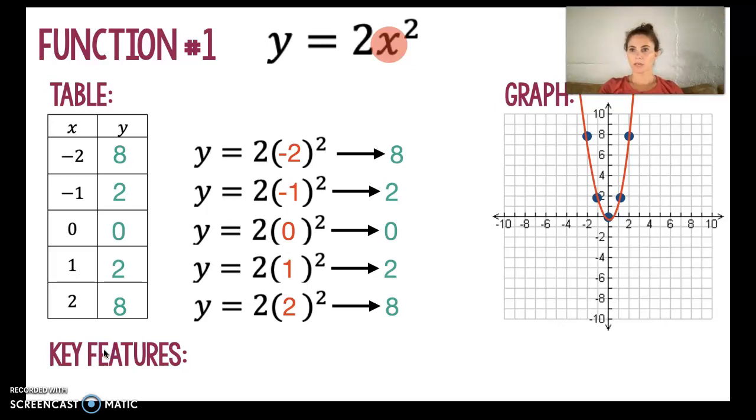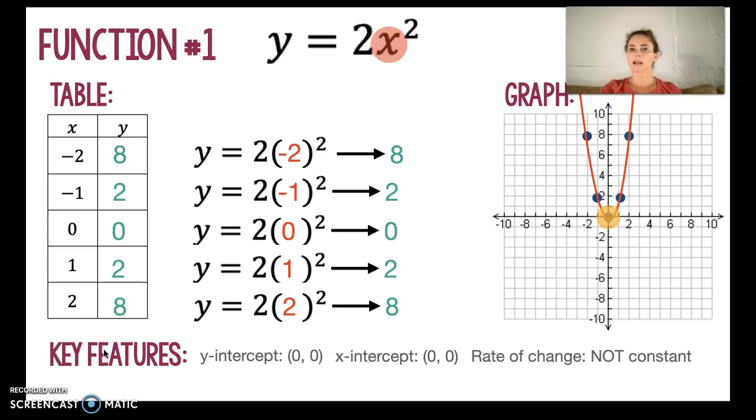So some key features we can talk about with this function to identify maybe some relationships. The y-intercept is 0, 0, because that's the point on the y-axis when x is always 0. You can always find your y-intercept by substituting 0 in for x. The x-intercept is that same point because that's the only point on the x-axis. You can always find your x-intercept by substituting 0 for y in your function rule.